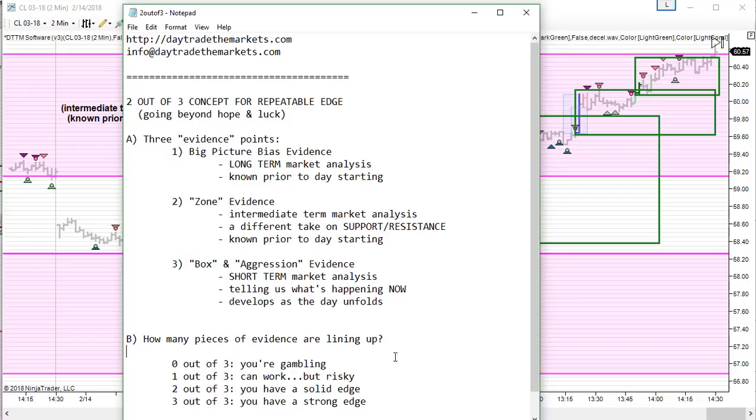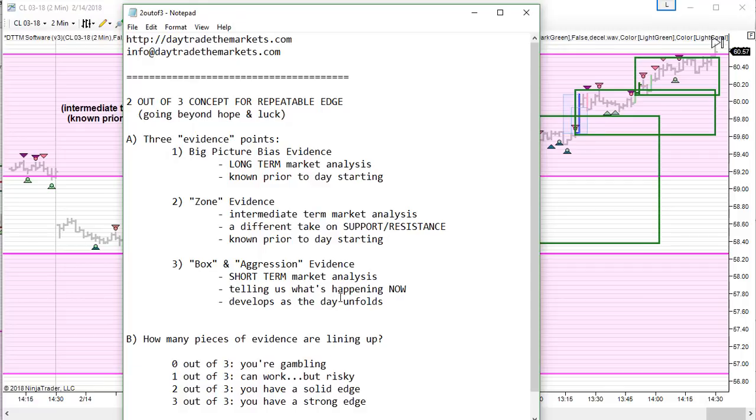Basically, the idea is that the more of these you have in favor of your trade, the better off. If you have all three of these pieces lining up, you have a very strong edge. If you have 2 out of 3, you still have a pretty good edge. When you get to a situation where you're looking at either 0 or 1 of those 3, it's not quite as good. So that's the idea: put the market in context first.